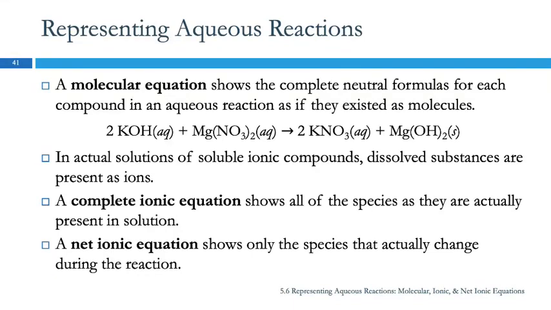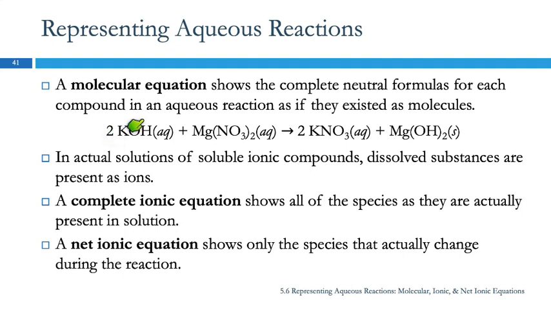There are different kinds of chemical equations. We can look at molecular equations, we can look at complete ionic equations, or net ionic equations. A molecular equation is what most people think of when they think of a chemical equation. We're going to show the neutral formulas for all the compounds that are reactants and products.